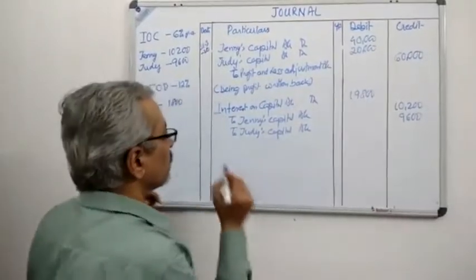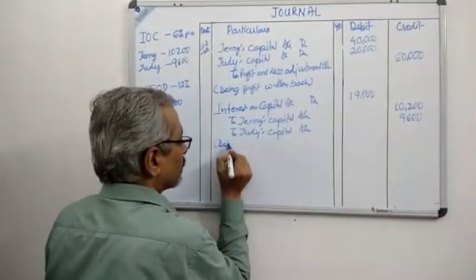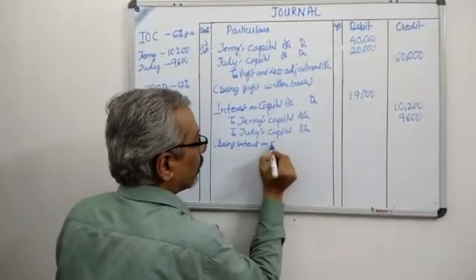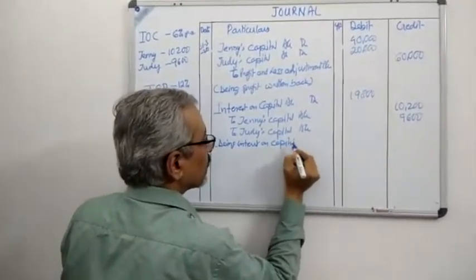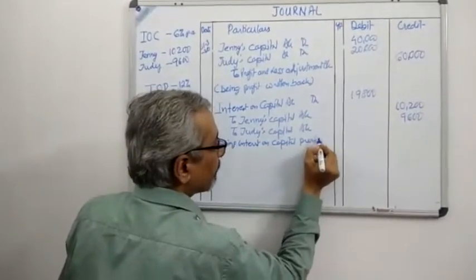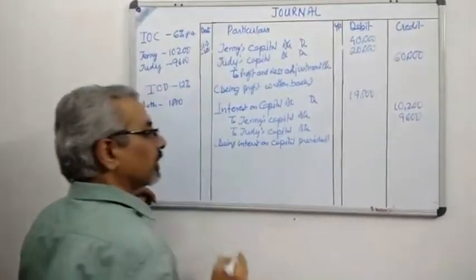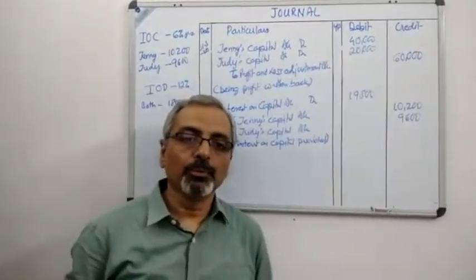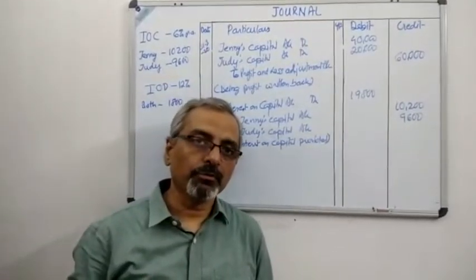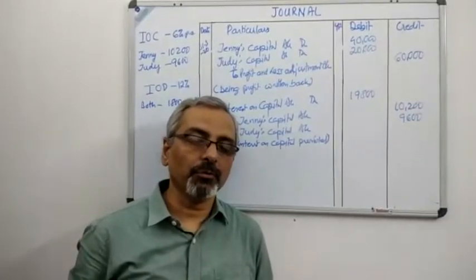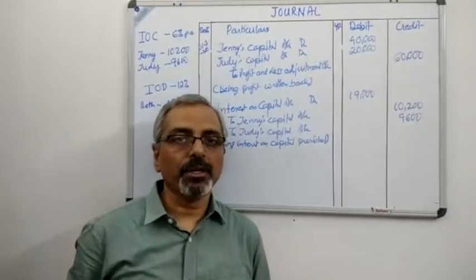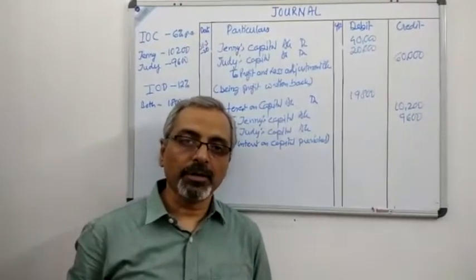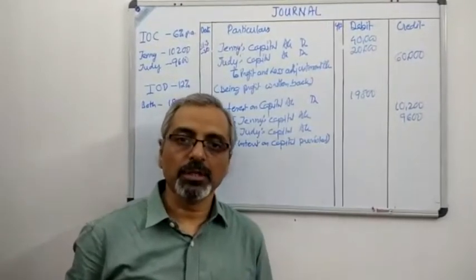Okay, narration being interest on capital provided. Next journal entry will be to transfer the interest on capital to profit and loss adjustment account, because if you remember, the question has said very carefully that the interest on capital and the interest on drawings both were missed. So we'll first transfer the entry to the profit and loss adjustment account.